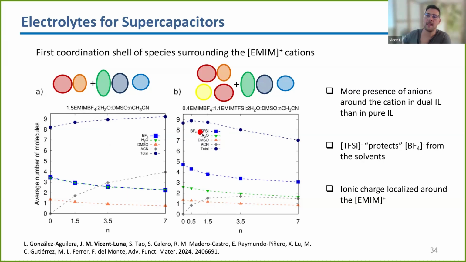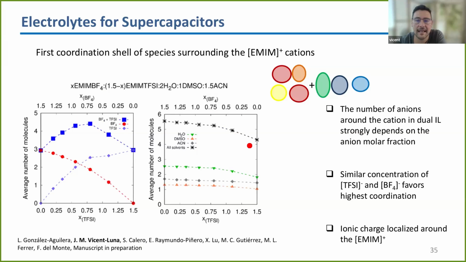So we can conclude that there is more presence of anions around the cations in dual ionic liquids than in the pure ionic liquid. We can see that the big anion TFSI protects the tetrafluoroborate anion from the solvent. They come together to the cation, and this leads to an ionic charge which is localized around the cations. So the electrochemistry of this sample is much better than this one, because the ionic charge is more localized together, and the solvents cannot break the ionic structure of the ionic liquids.